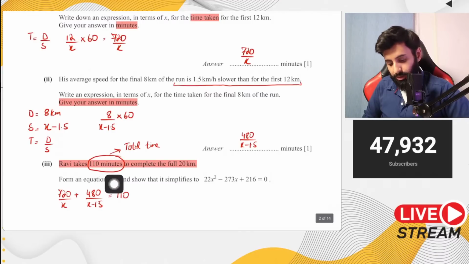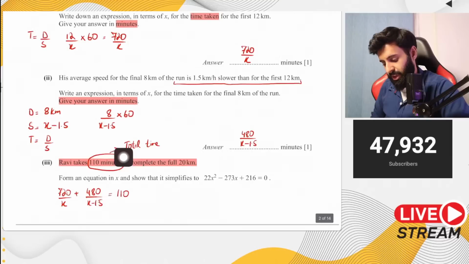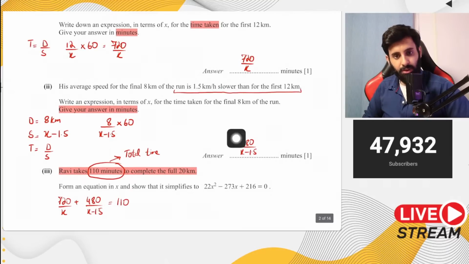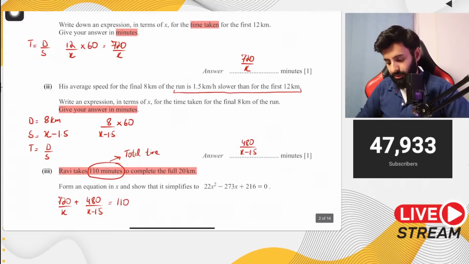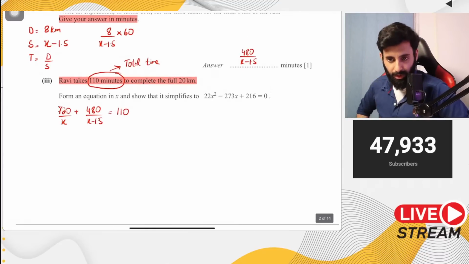This question was very nice in the sense that it made you find out everything in minutes, and in the end also you didn't have to convert anything. It was given to you in minutes only.